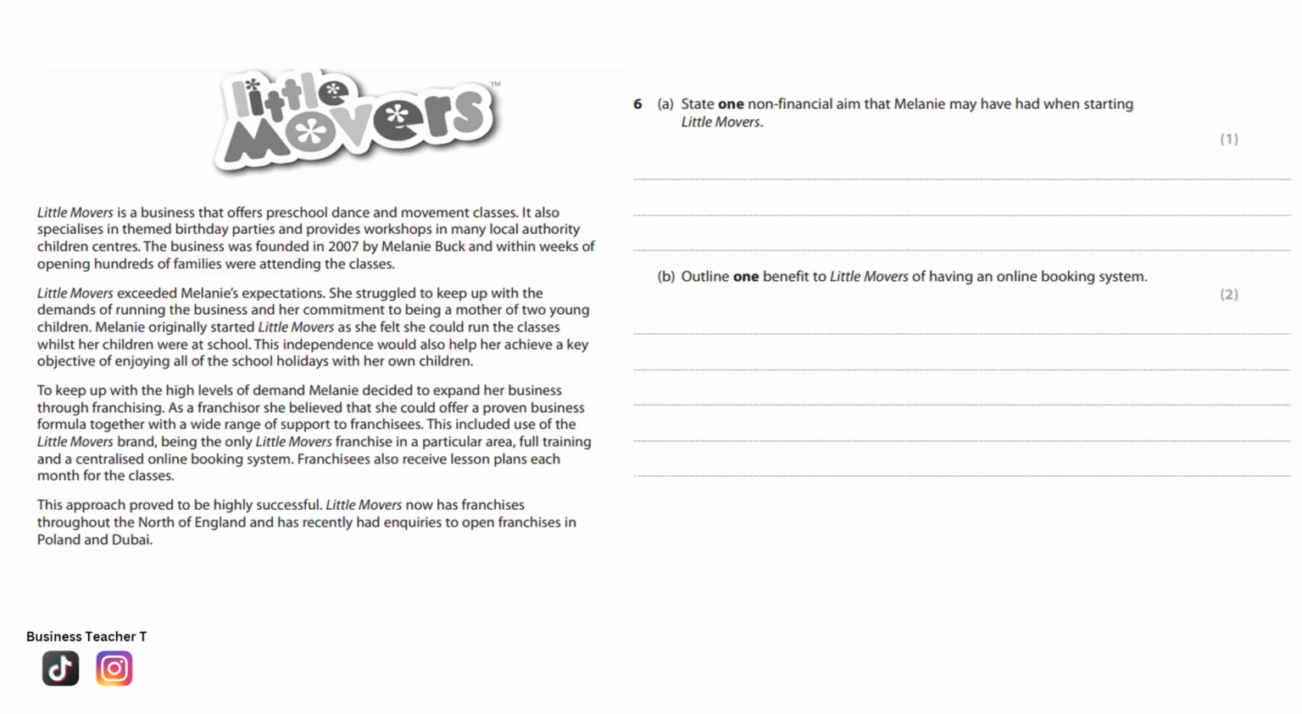State one non-financial aim that Melanie may have when starting Little Movers. It could be a social objective to keep children active. It could also be something like personal satisfaction of starting a business as a mother of 2 children. It could be independence, so she could spend school holidays with her children. Only one of these is required.